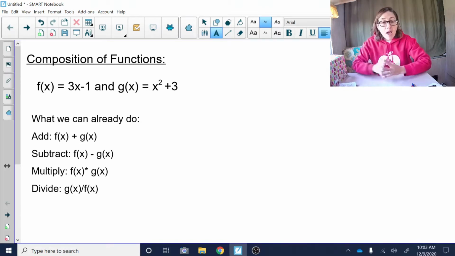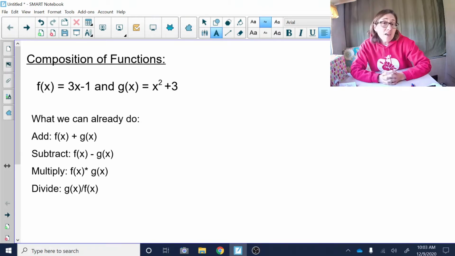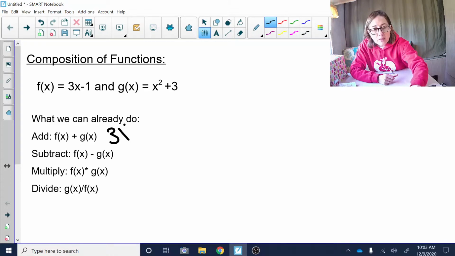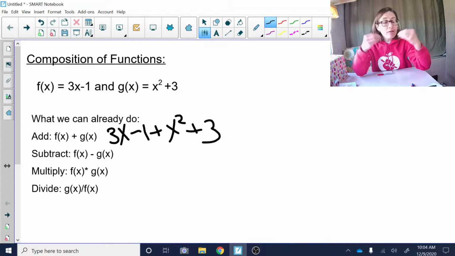Alright, so if I have these two functions, here's what you already know how to do with them. We could add these functions together. So that's old news. You could take the 3x minus 1, that's the f of x, and add x squared plus 3 to it. So I'm adding those two functions together. I could do a little combining of like terms and call it x squared plus 3x plus 2.